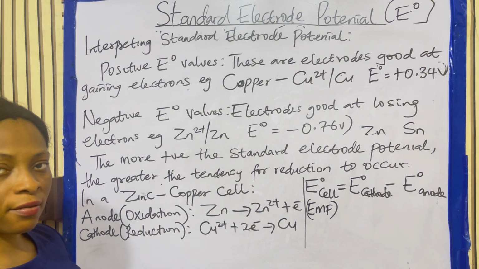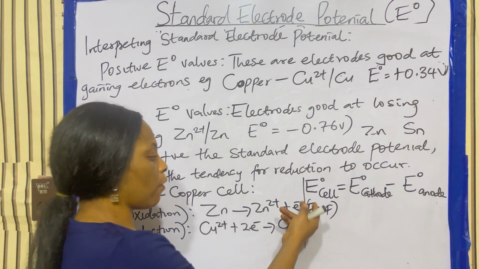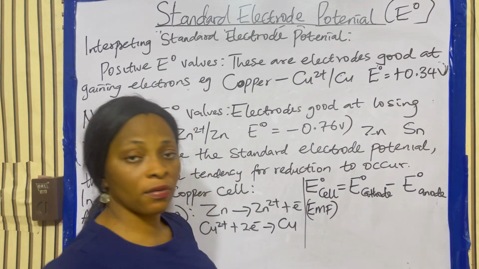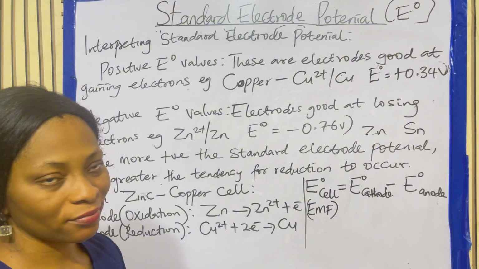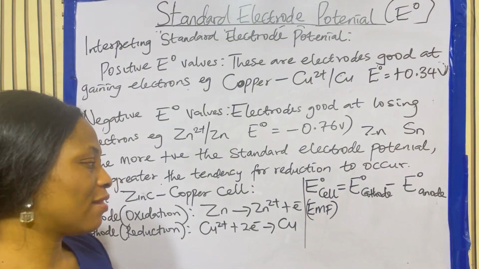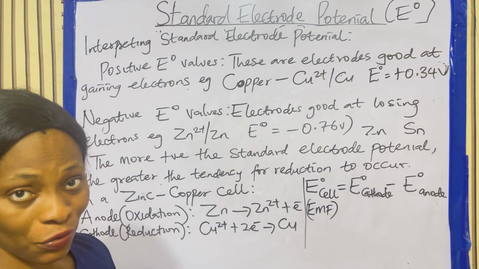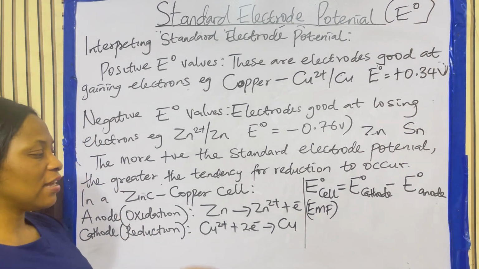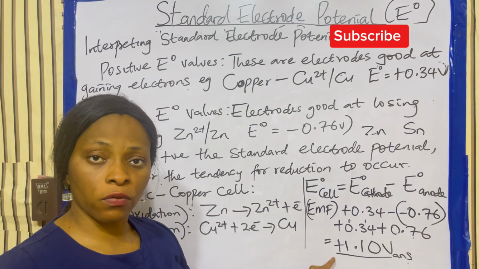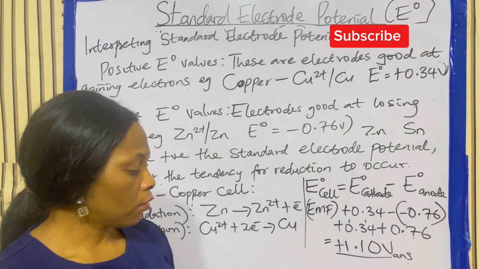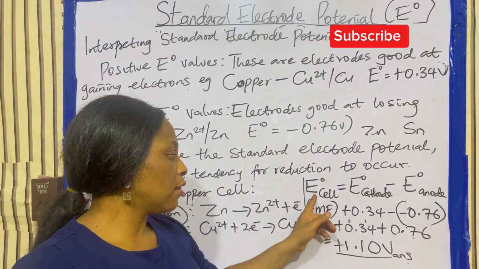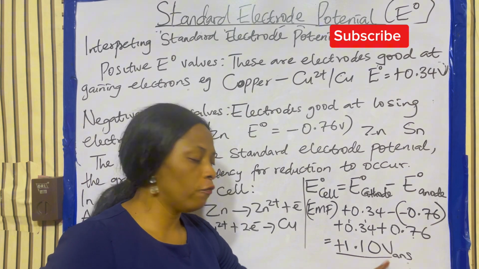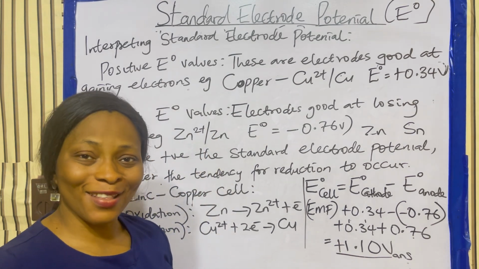Now, if you're asked to calculate the EMF of this cell or the standard electrode potential of this cell, how would you do that? Very simple. Using this formula, E cell or EMF equals E cathode minus E anode. E cathode minus E anode. Are we together? Okay. Now, looking at this question, which one is the cathode? Remember to put your plus or your minus. Are we together? So the EMF of this cell is 1.10 volts. Isn't it simple?